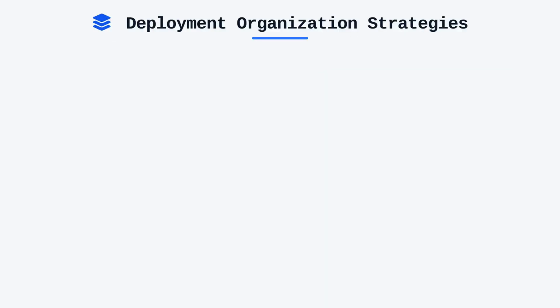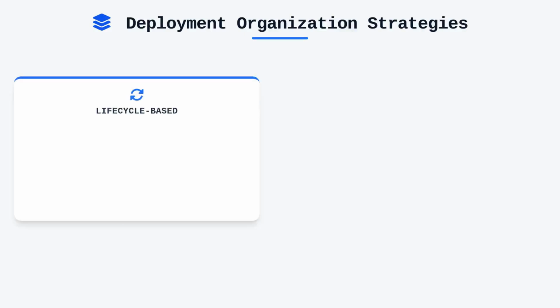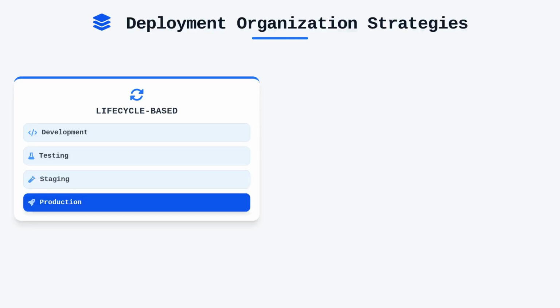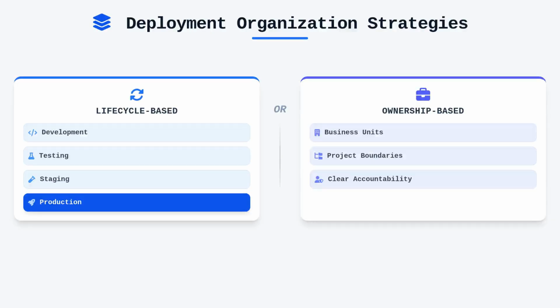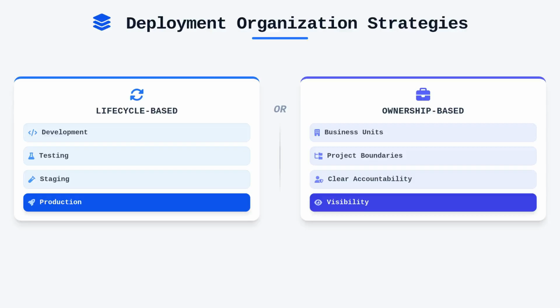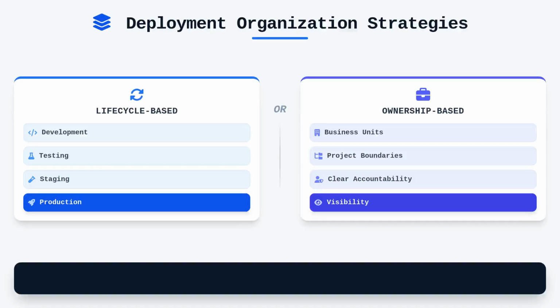Considering how to organize your deployments, the most effective strategies often mirror the reality of your software development lifecycle and organizational hierarchy. Many teams find success by grouping resources based on lifecycle stages such as development, testing, staging, and production. Other organizations prefer to group assets by business unit or specific project boundaries, which provides clear visibility into ownership and accountability. Regardless of the chosen methodology, the key is to remain consistent across your account.